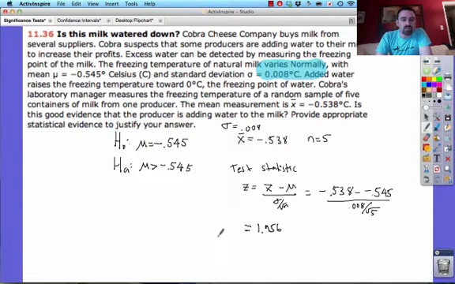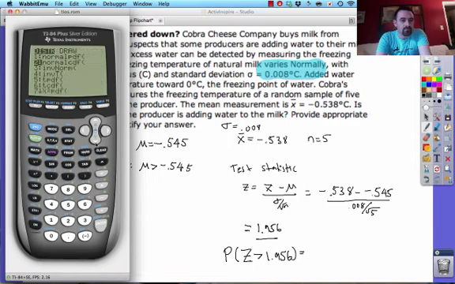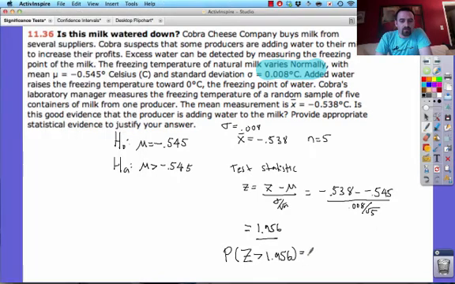Now we're looking for the chance that the value is this or bigger. So we want to find out the chance that our z-score is 1.956 or bigger. We go back to the calculator, and we go from 1.956 to infinity. Leave everything else the same. And we get 0.025. That's our p-value.